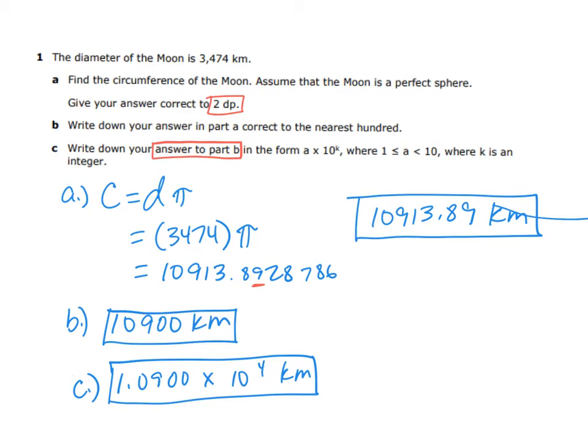Let's take a look at number 1. It says the diameter of the moon is 3,474 kilometers. Part A says find the circumference of the moon. Assume the moon is a perfect sphere and give your answer to 2 decimal places. Okay, so always pay attention to the directions about rounding.